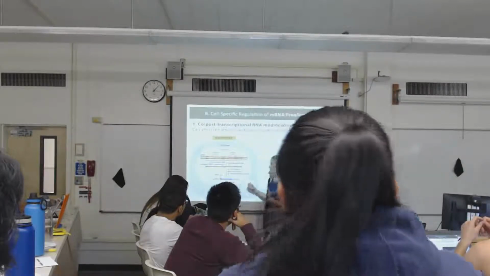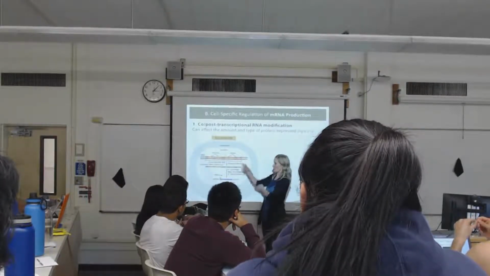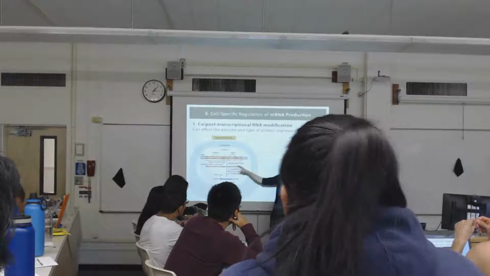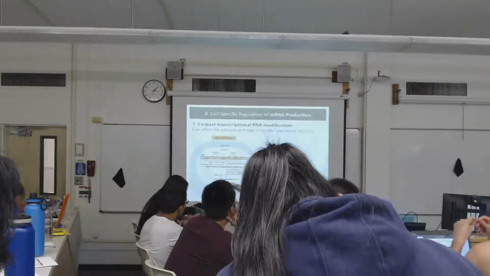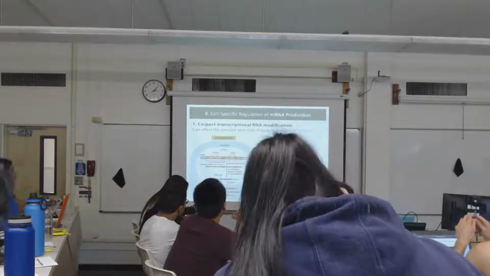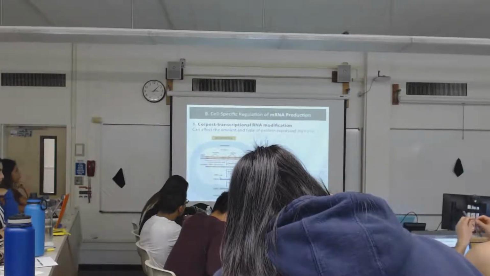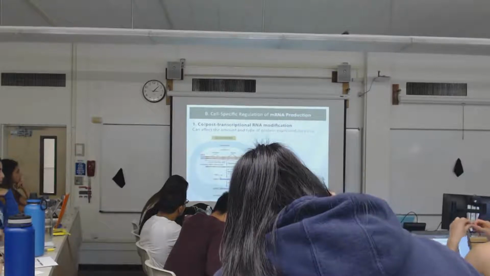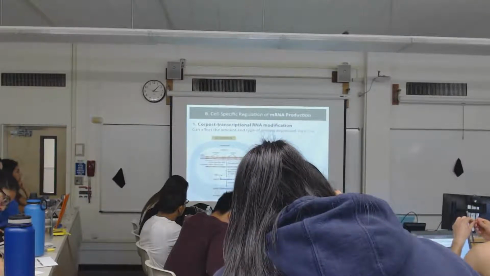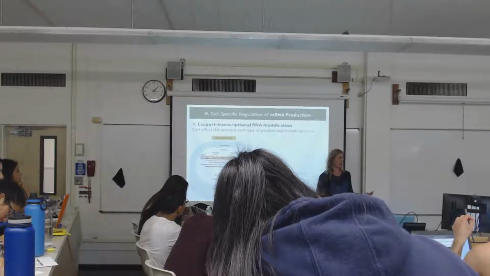And this transcript gets processed. Actually, this image isn't totally correct, because it makes it look like the whole thing is made and then the cap's added. The cap's actually added right away. When RNA Pol II starts to transcribe a gene, it's estimated about 25 nucleotides in, and that cap is added. That's partly because you want to protect that RNA right off the bat.